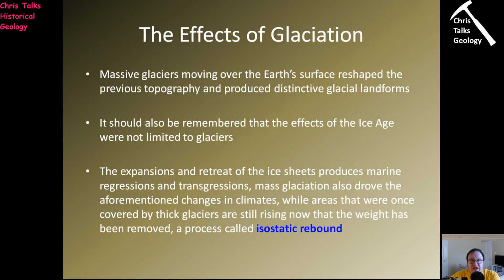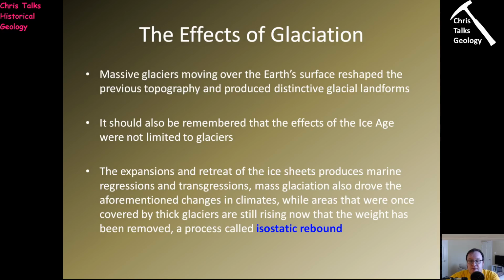So what are the effects of glaciation? Well, massive glaciers moving over the Earth's surface will obviously reshape it. That's pretty much a given, isn't it? The previous topography before glaciation is going to take a pretty big hit, and we're going to get a completely different topography afterwards.